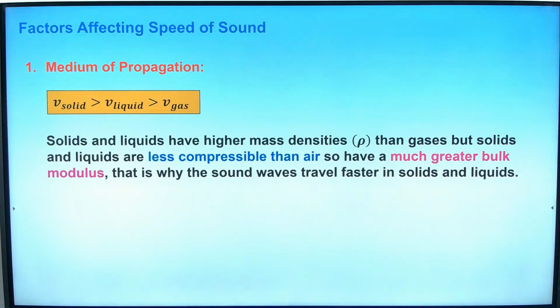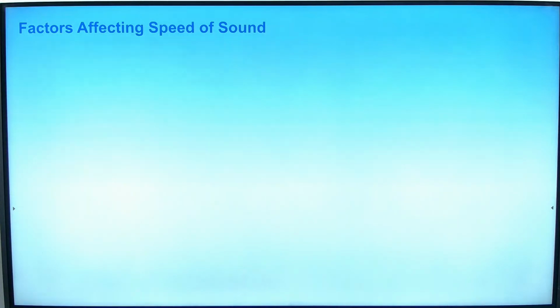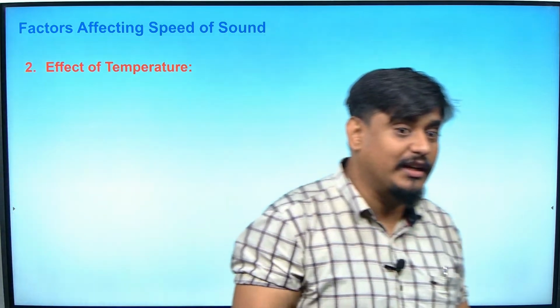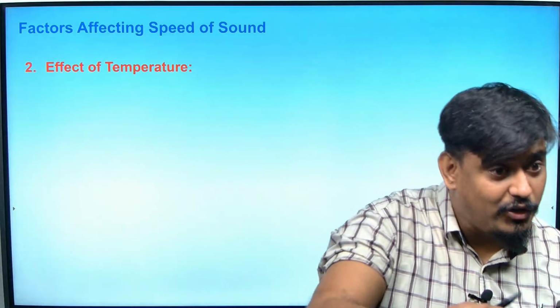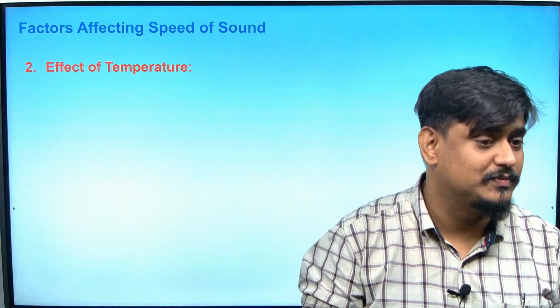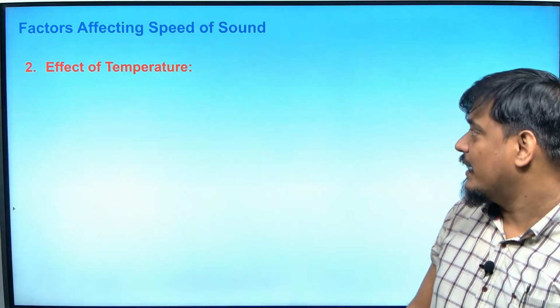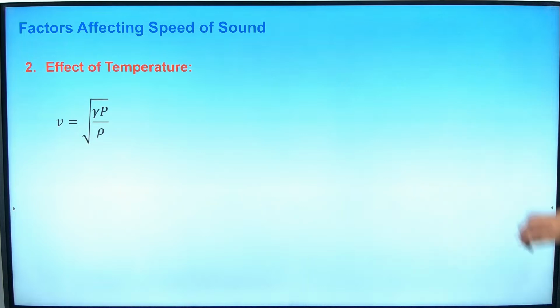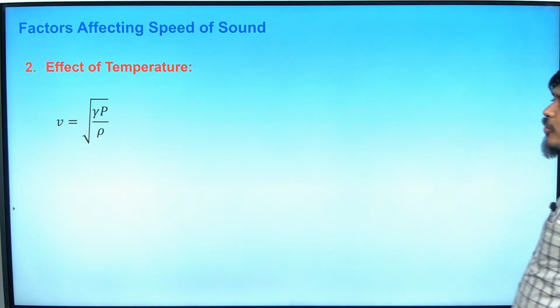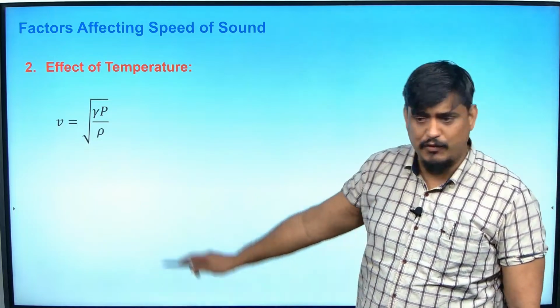Next, second property or second factor. Second factor is effect of temperature. Do you know that if it is a hot day or if it is a cold day, it also governs what is speed of sound? It also governs. Why? Let us see why. I'll tell you why. Velocity formula we know now. Velocity of longitudinal wave is what? Gamma into P by rho, isn't it? This formula is known to you.